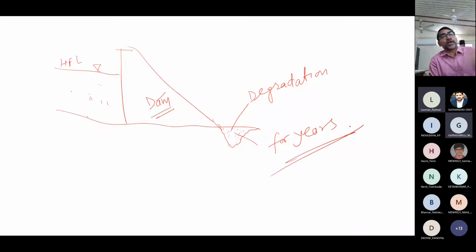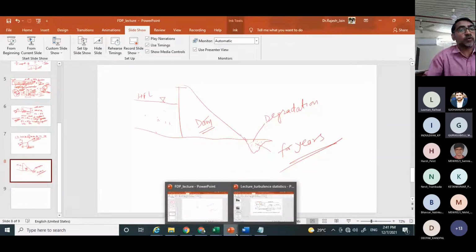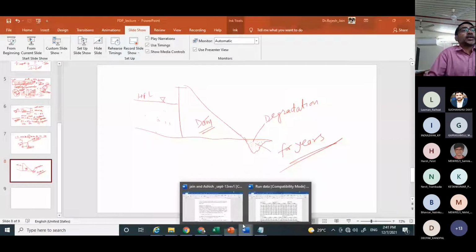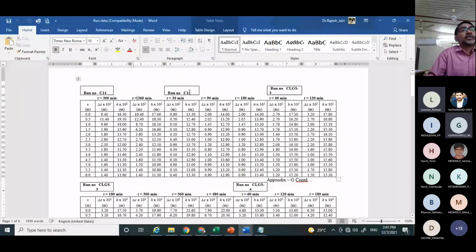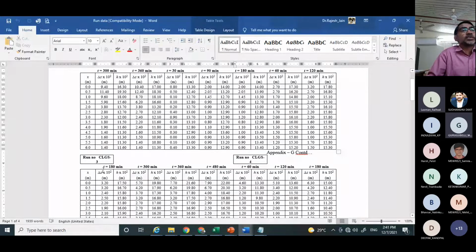It is a continuous process. You can see up to 10 years, 15 years, this degradation is going on. So accordingly, these observations have been taken in the laboratory flume for one run. If I start from here, the C15 is one run: 30 minutes, 90 minutes, 180 minutes, and this is over now, because there was no change in the degradation. But if you see this run, CLGS3: 180, 300, 360, 480, up to 480 minutes, there is no considerable change in the depth of degradation.